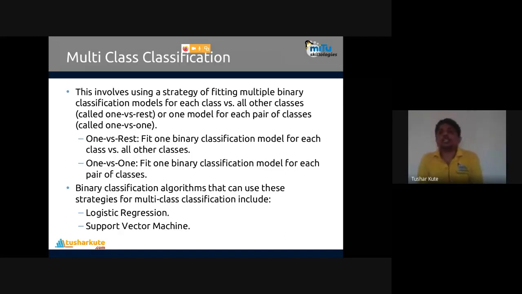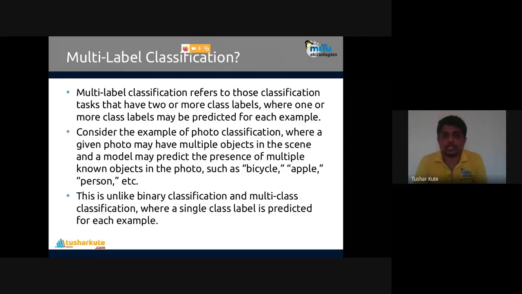Now, multi-class classification involves several strategies that fit multiple binary classification models. That's what we call one versus all, or one versus rest, and one versus one. One versus rest fits one binary classification model for each class versus the others, and one versus one means one binary model for each pair of classes that are present. Logistic regression and support vector machine have specialized formats which are used to apply them for multi-class classification modeling.